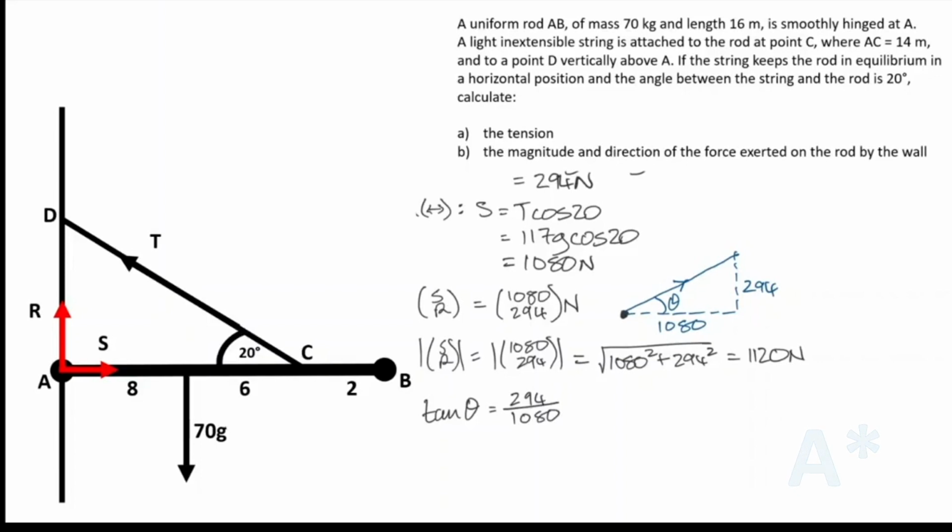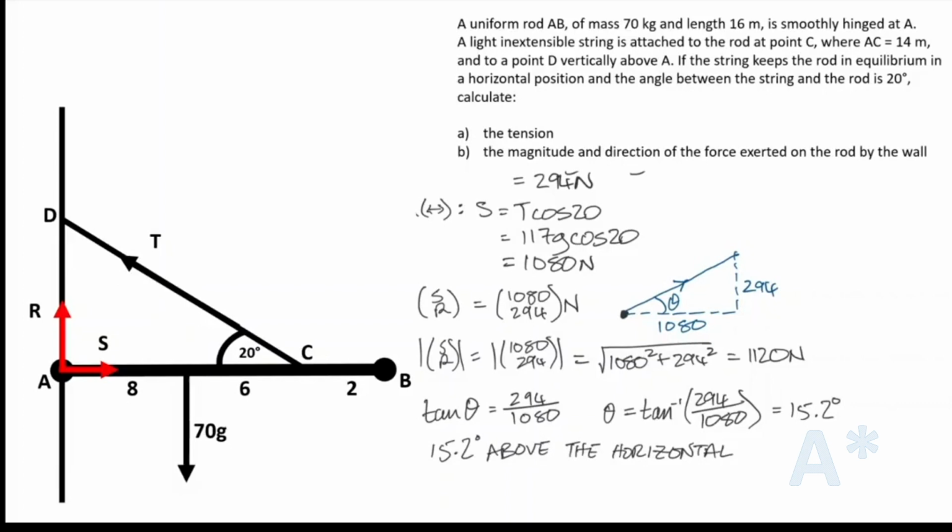1120 is the magnitude. We can use some trigonometry here. So this should be flashbacks to year 12. To find theta, we can use tan, inverse tan, and we get an angle of 15.2. So to describe the direction of this force exerted on the rod by the wall, it's 15.2 degrees above the horizontal. Or if you wanted to describe it as a bearing, it would be on a bearing of 74.8 degrees.